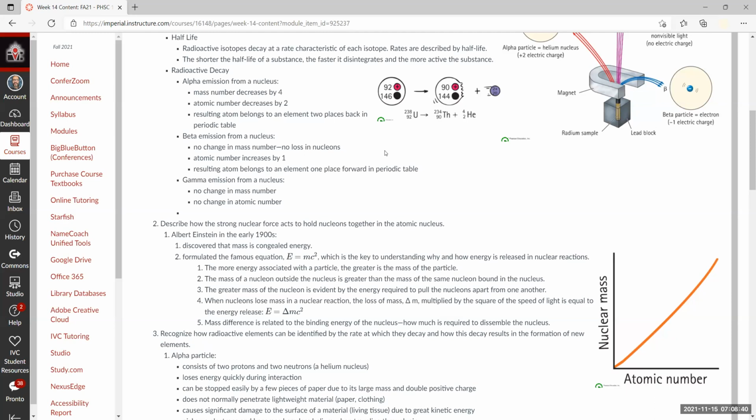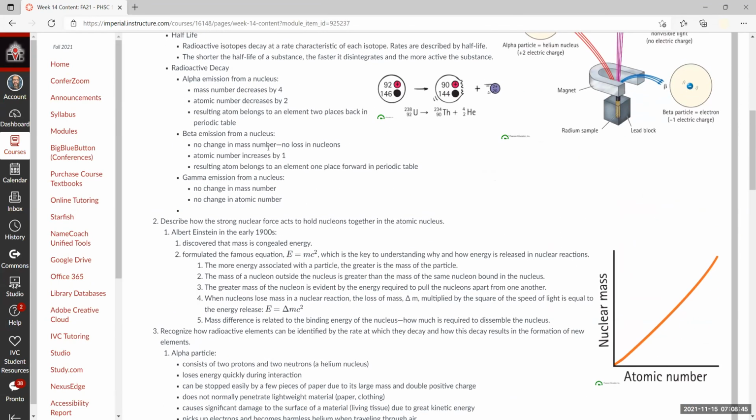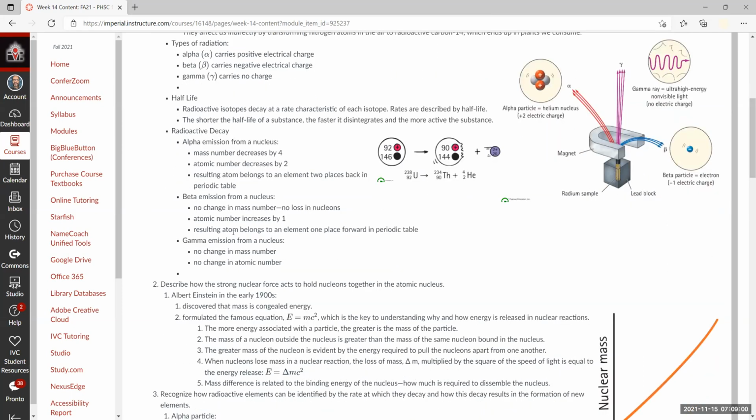The nuclear reaction typically for the beta decay is that a neutron will transform into a proton plus an electron. So the electron is what you measure from it, and the number of protons will actually increase in that nucleus, and that's basically what's going on.